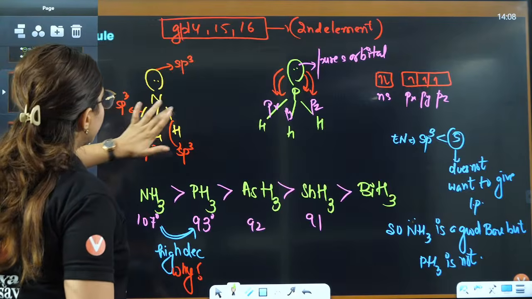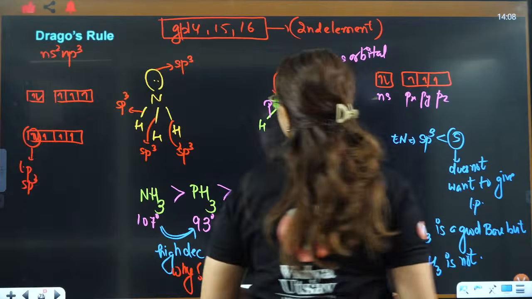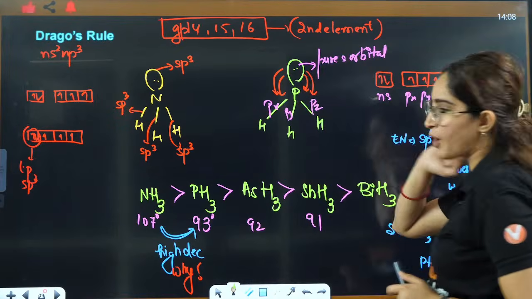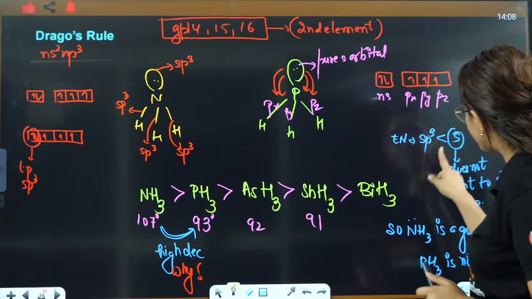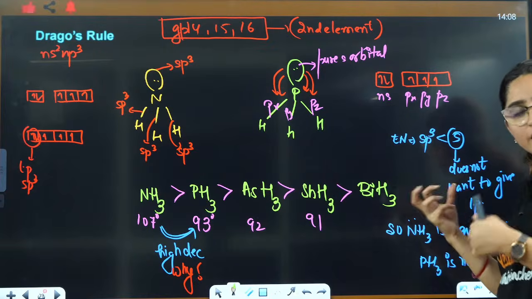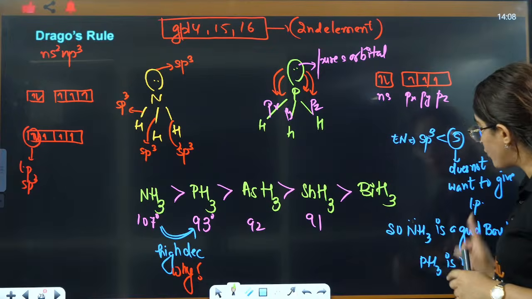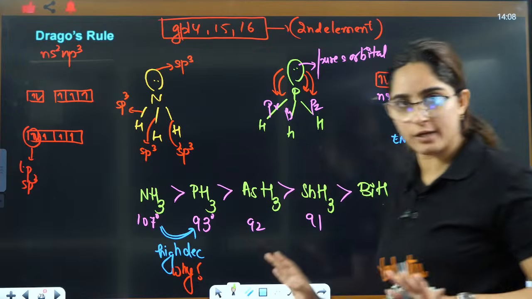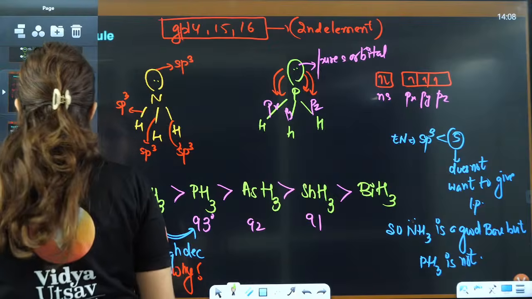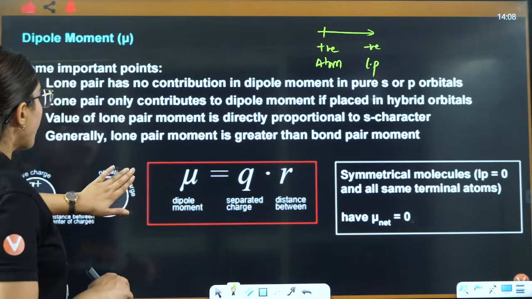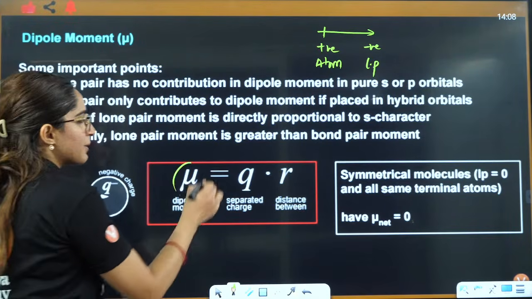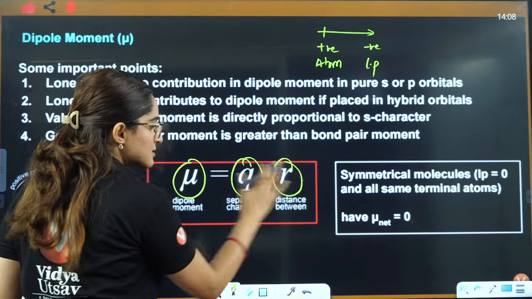Okay, so we were here. Here I just told you that this is sp3 hybridized. This is pure s orbital. Pure s orbital has more electronegativity, so it will be difficult for pure s orbital to donate. So it will be a poor base, and NH3 will be a better base. Okay, we talked about this thing in Drago's rule. Then I talked about dipole moment, which is a multiplication of charge and the distance.